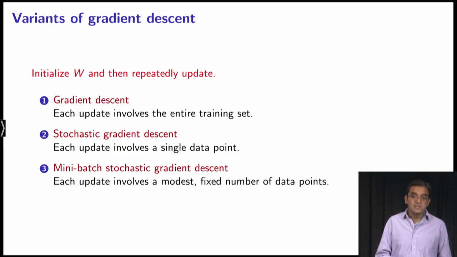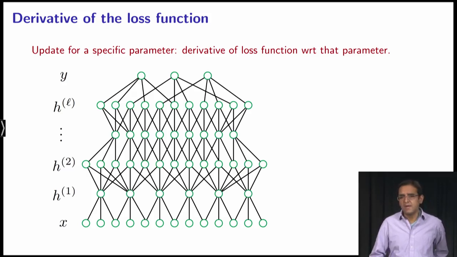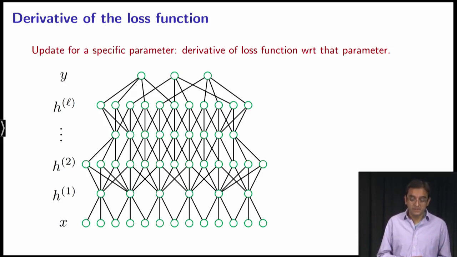For any of these, what we need to compute is the derivative of the loss with respect to each of the parameters in the network. And as we know, there are a lot of parameters. Here's our network. We present the input at the bottom, the x. We get a y at the top. And once we get y, we can assess the loss, the probability of the correct label. So we want the derivative of that loss with respect to every parameter in the network.